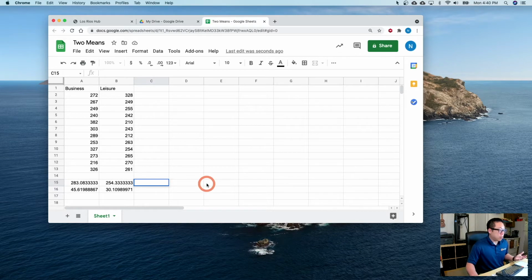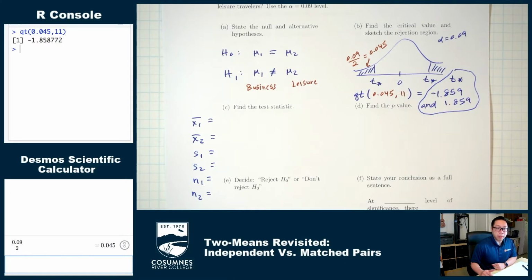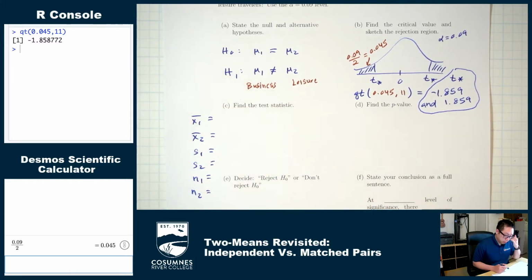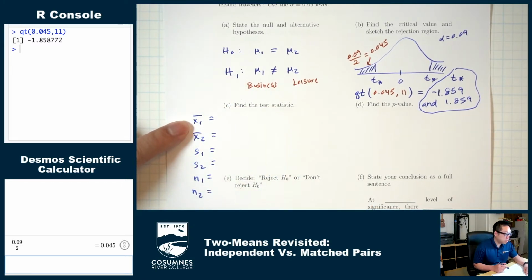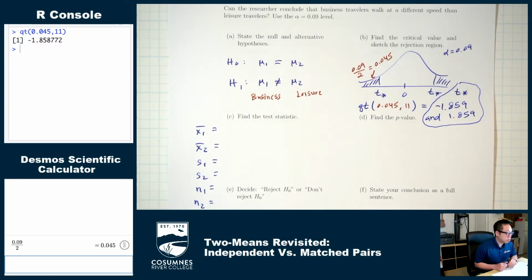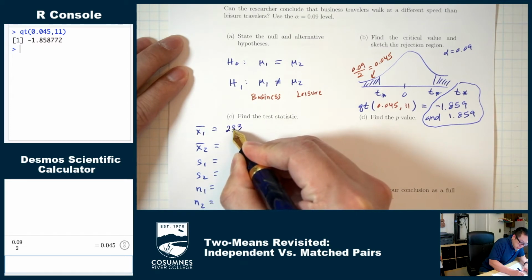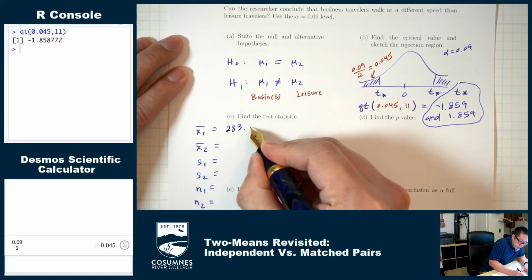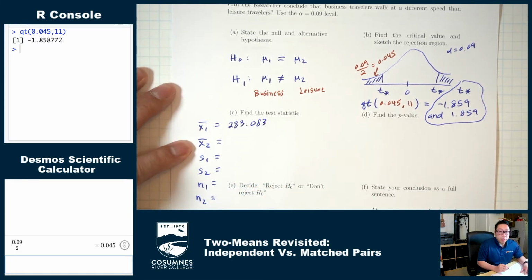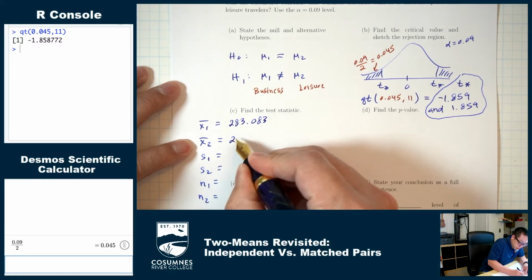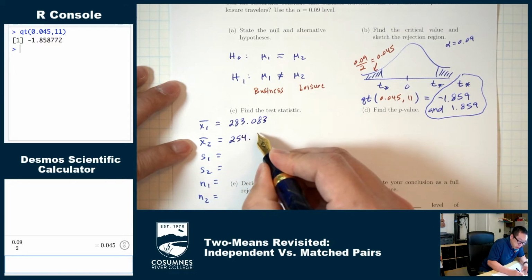Okay, now that I have the mean and standard deviations, let me copy this down. All right, back to part C. We're going to copy down the means and standard deviations that we just found. Remember, 1 means business and 2 means leisure. X1 bar is the mean for business. That's 283.083, rounded to 3 decimal places. X2 bar, that's the mean for leisure. That's going to be 254.333.